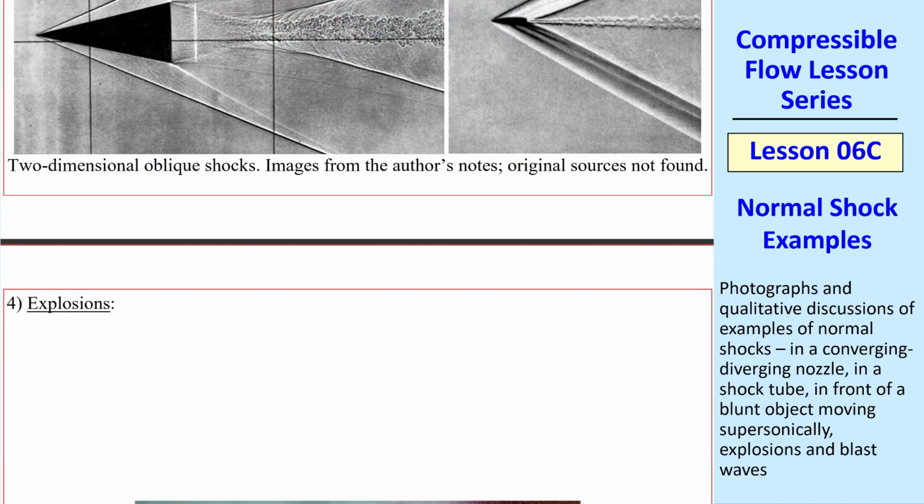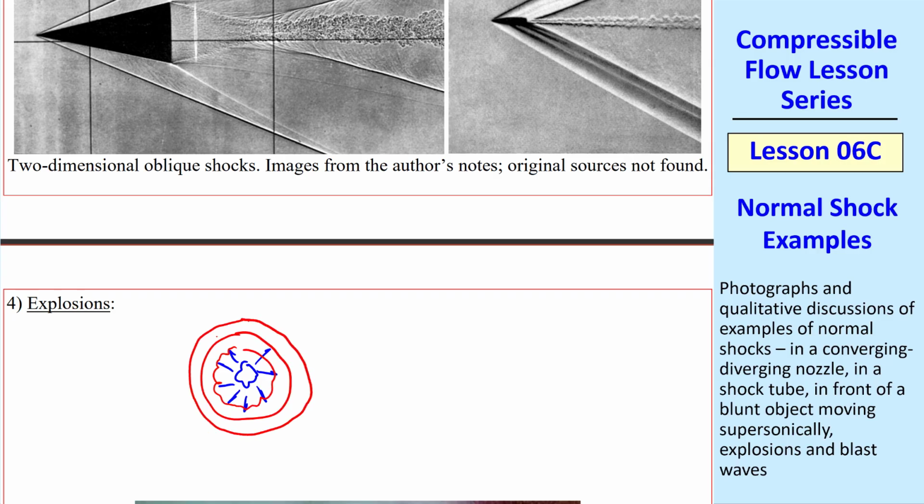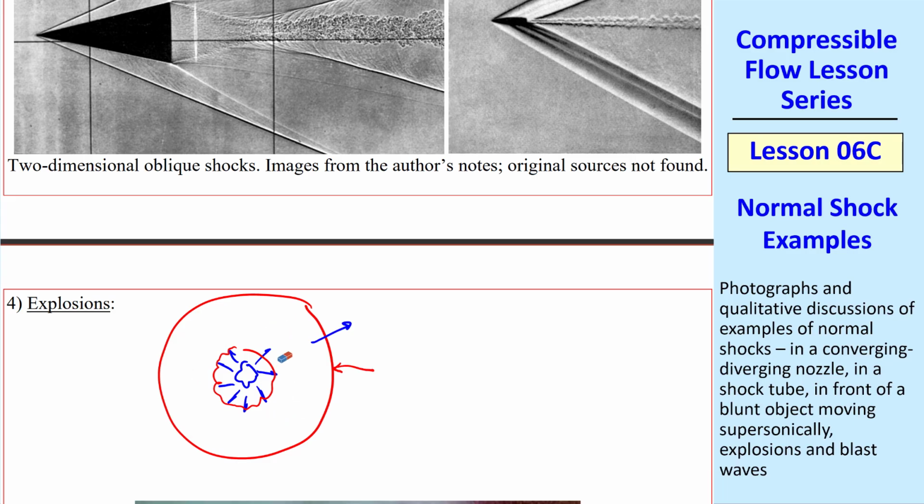Our fourth example will be explosions. Suppose you have a sudden explosion. It won't be perfectly symmetric at first, but after a while you'll get an expanding spherical shock that moves at supersonic speed away from the explosion. So at some time after t equals 0, let's erase these preliminary shocks, and you see this spherical shock, which is more commonly called a blast wave.